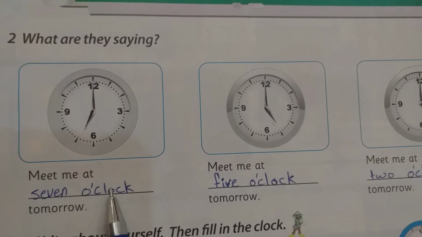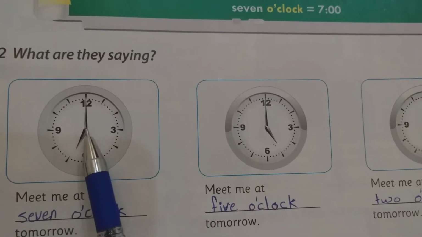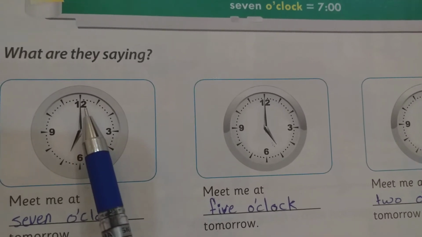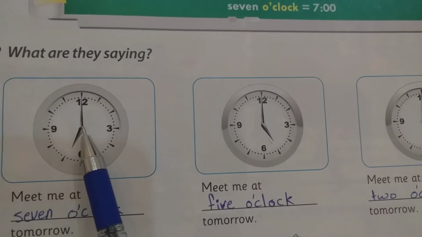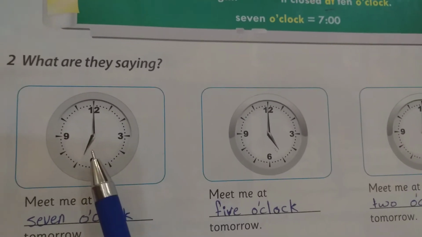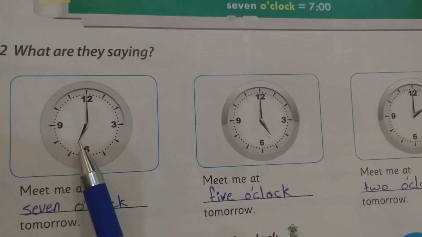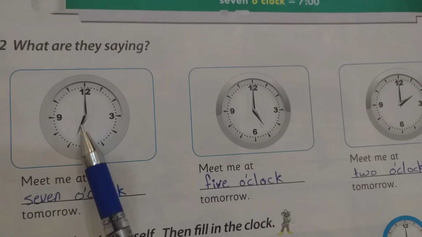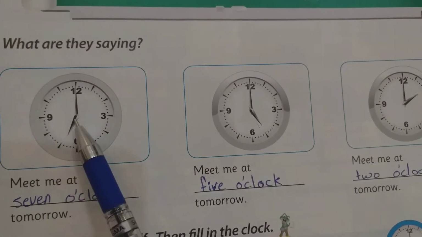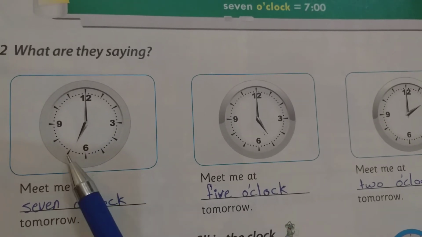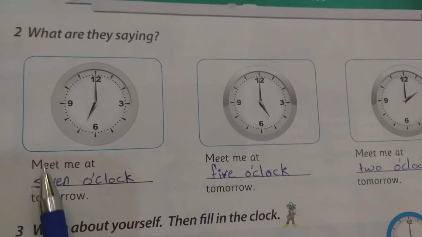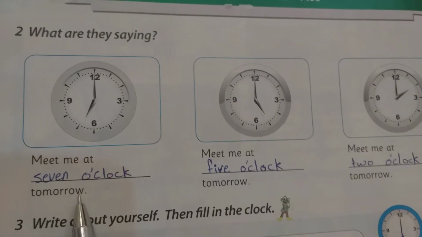كيف عرفت إنها 7 o'clock? I have to look at the long hand. And the long hand is on 12. العقرب الكبير عندي على 12. معناها هذا دليل إنه الساعة تماما. So I have to look at the short hand to know the time. فلازم أطلع على العقرب الصغير لحتى أعرف كم الساعة. And the short hand is pointed to 7. So it is 7 o'clock. Meet me at 7 o'clock tomorrow.